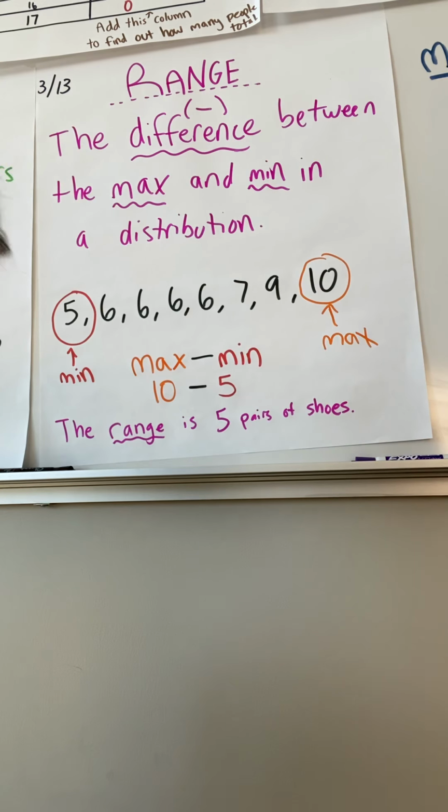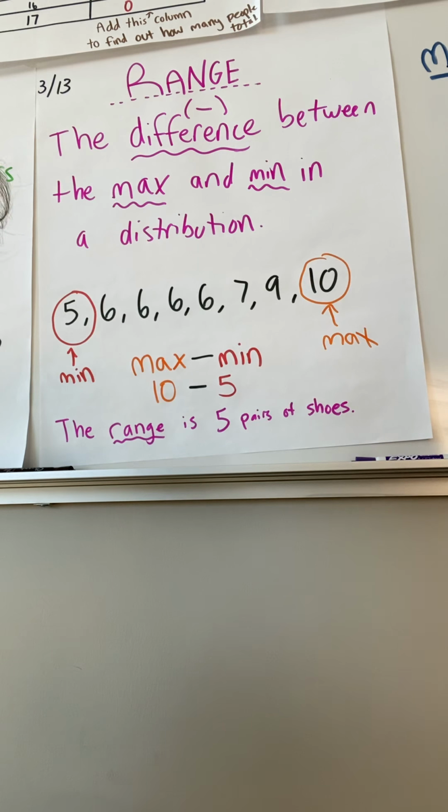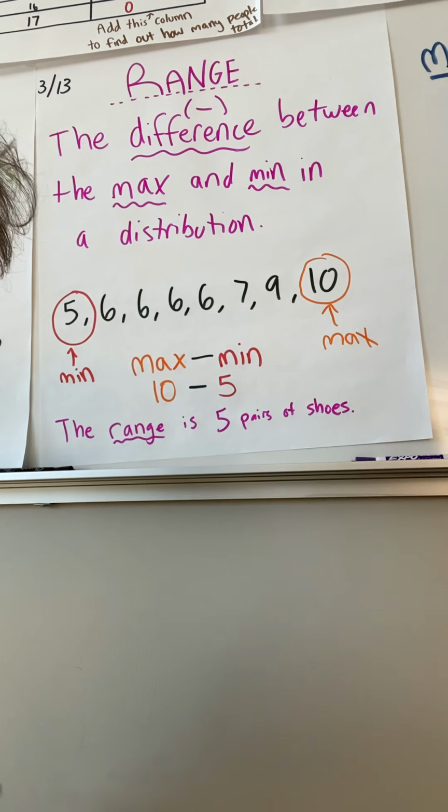If it was even bigger, if our range was 100 pairs of shoes, that would mean that people could have anywhere from like 1 pair of shoes to 101 pairs of shoes, right? It gives us a lot of potential for things to be different. So that's what the range is supposed to tell us. It tells us about the variability or the possible differences in our data.